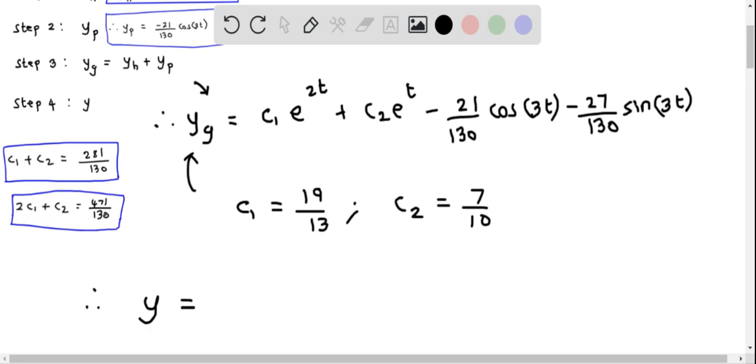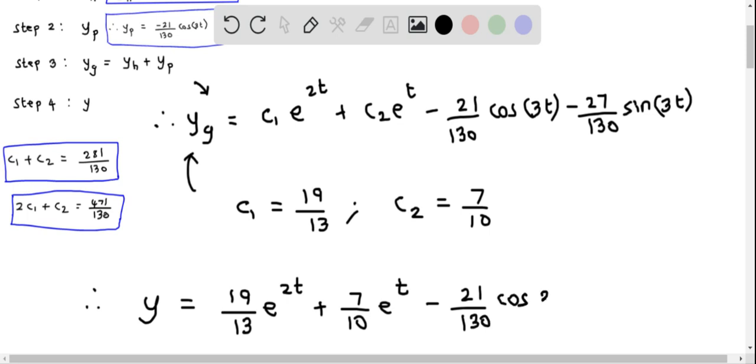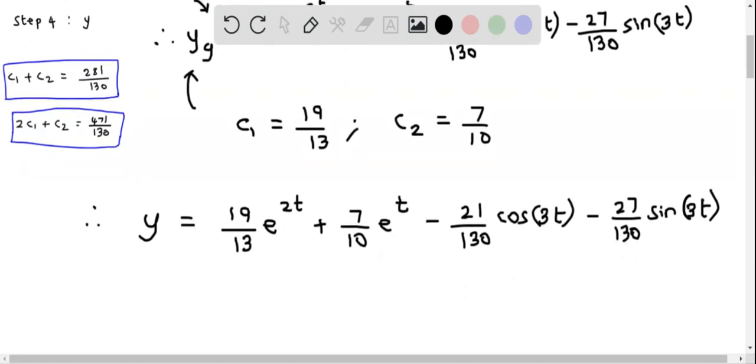So we write y equals, with c1 replaced as 19 over 13, e raised to the power of 2t, plus c2 replaced as 7 over 10 e raised to the power of t, minus, and then we write the next two terms, that is 21 over 130 cosine of 3t, minus 27 over 130 sine of 3t. So this is the final solution to the given differential equation.